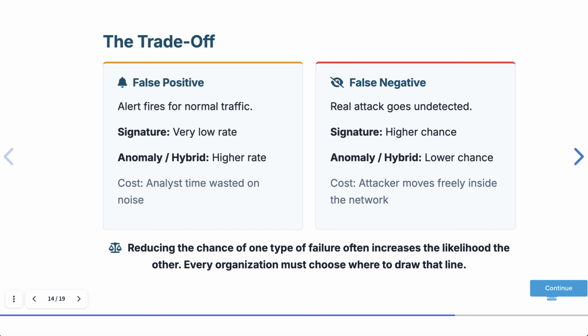Reducing the chance of one type of failure often increases the likelihood of the other. Every organization must choose where to draw that line. Think of a security checkpoint. If you screen everyone with maximum scrutiny, you catch more threats, but the line backs up and legitimate users are delayed. If you wave most people through quickly, throughput is high, but you might miss something real. Every security system faces that same tension.